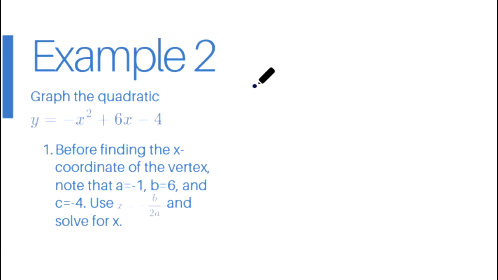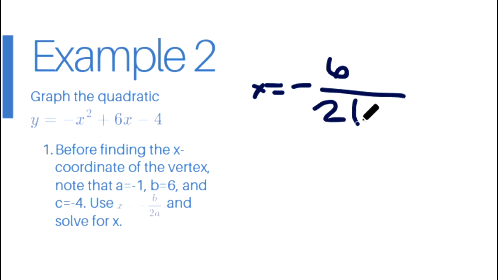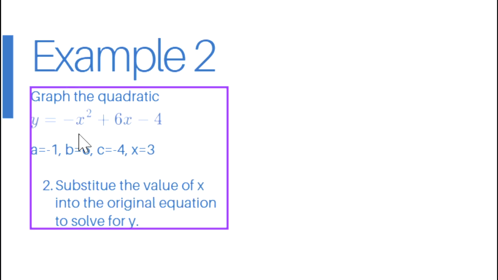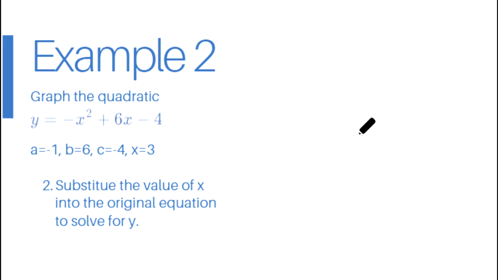So we need x is equal to negative b, which is 6, divided by 2 times a, which is negative 1. That gives us x equals negative 6 over 2 times a negative 1, which is a negative 2. A negative divided by a negative becomes a positive, so x is equal to 3. So you can see here we have our a, b, and c values, and now we know that x is equal to 3.